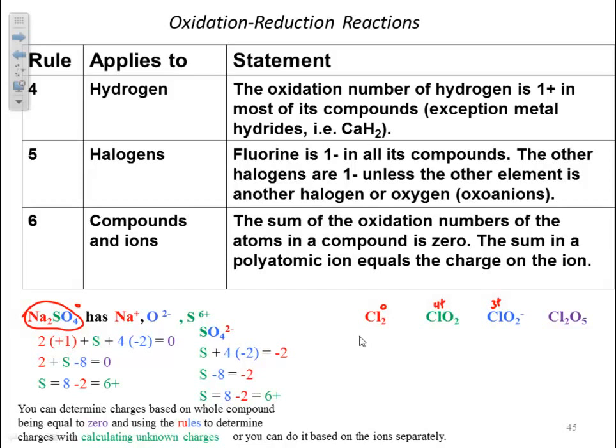And then we have Cl2O5. It's a neutral species. I've got 5 oxygens at minus 2. That's a minus 10. And I have 2 chlorines. The whole thing's equal to 0. Therefore, this chlorine has to be plus 5. So 0 for Cl2, plus 4 for ClO2, plus 3 for ClO2 minus, and plus 5 for Cl2O5. Homework 31.